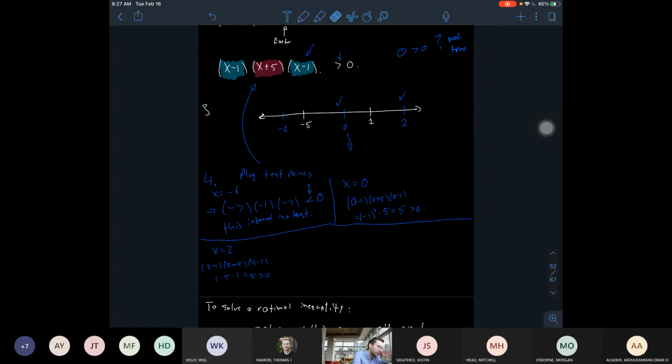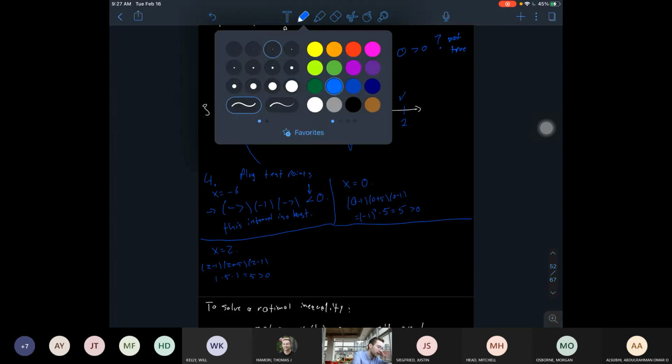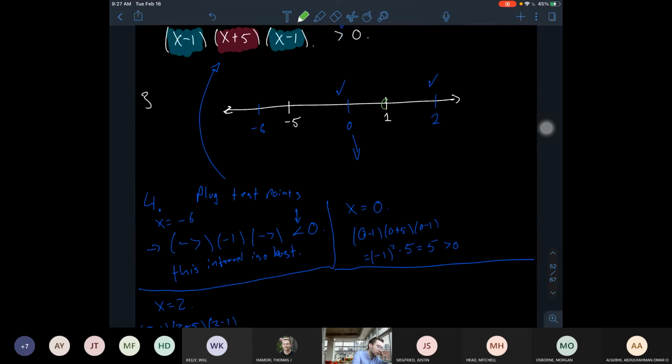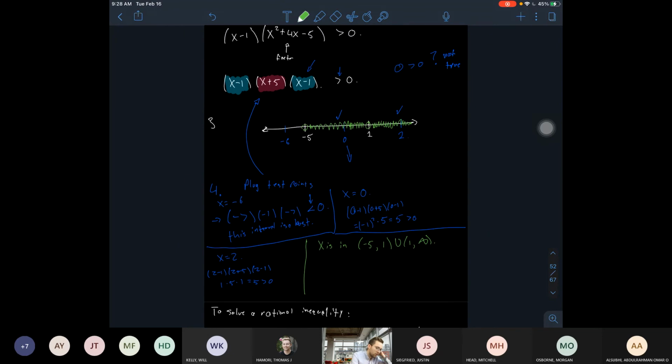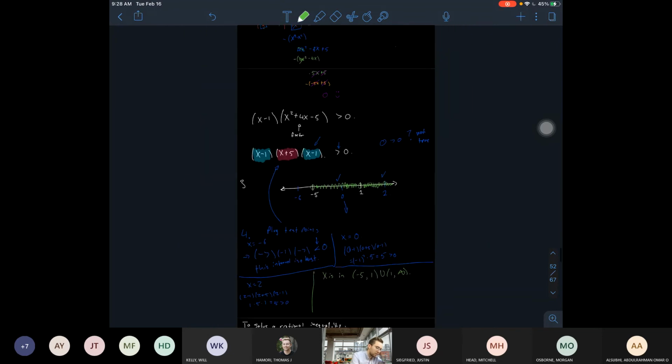Okay, so if I were going to actually draw this using, I don't know, how about green? I would do it in the following way. We'd have an open dot on 1. We'd have squigglies in between 1 and 5. We'd have an open dot on 5. And then we would have squigglies to the right of 1 as well. So my final answer would be x is in the interval (-5, 1) with parentheses, union (1, infinity). Okay?